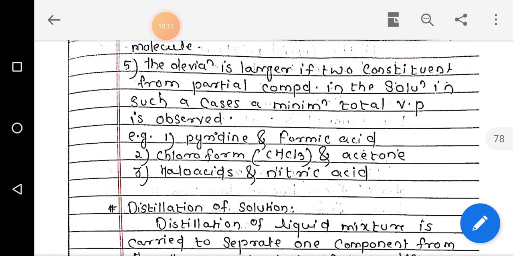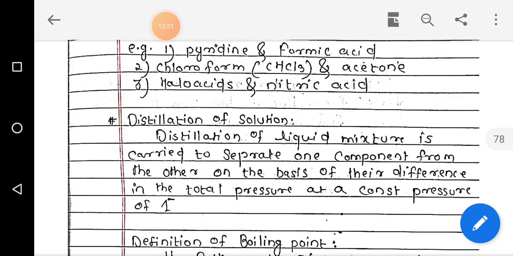Next are halo acids and nitric acid. Halo acids and nitric acid have more force of attraction. Both are volatile compounds, but due to the stronger force of attraction, they cannot escape easily, and there are more and more negative deviations in this case.